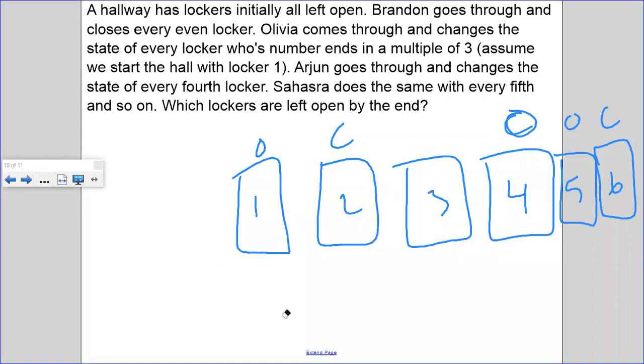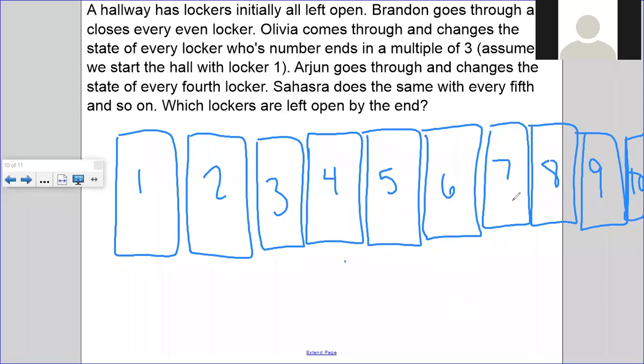So my question to you is, which lockers are left open at the end of this? I'm going to give you 3 or 4 minutes to try to ponder this one out. How many lockers are there? An infinite amount of lockers. Every single locker ever created is lined up.